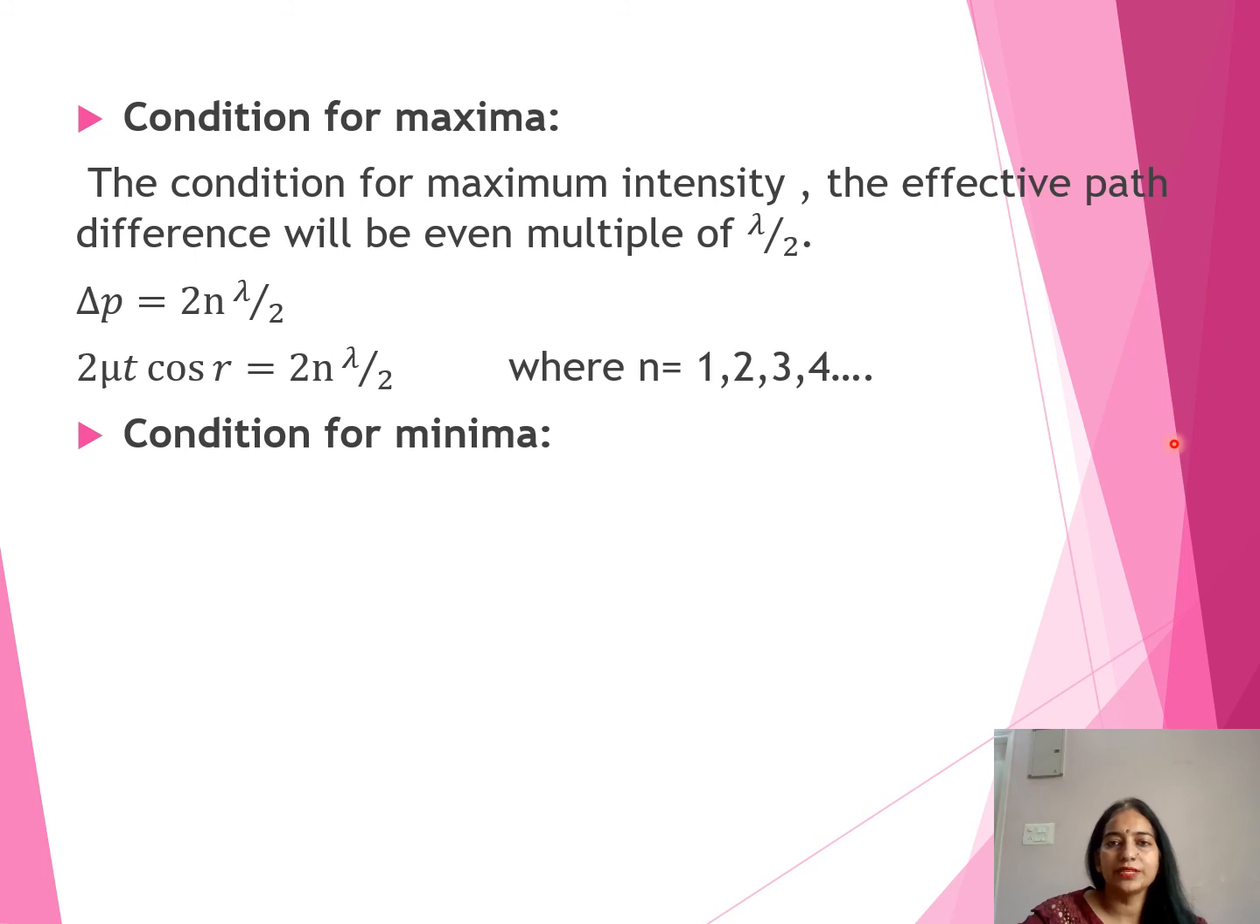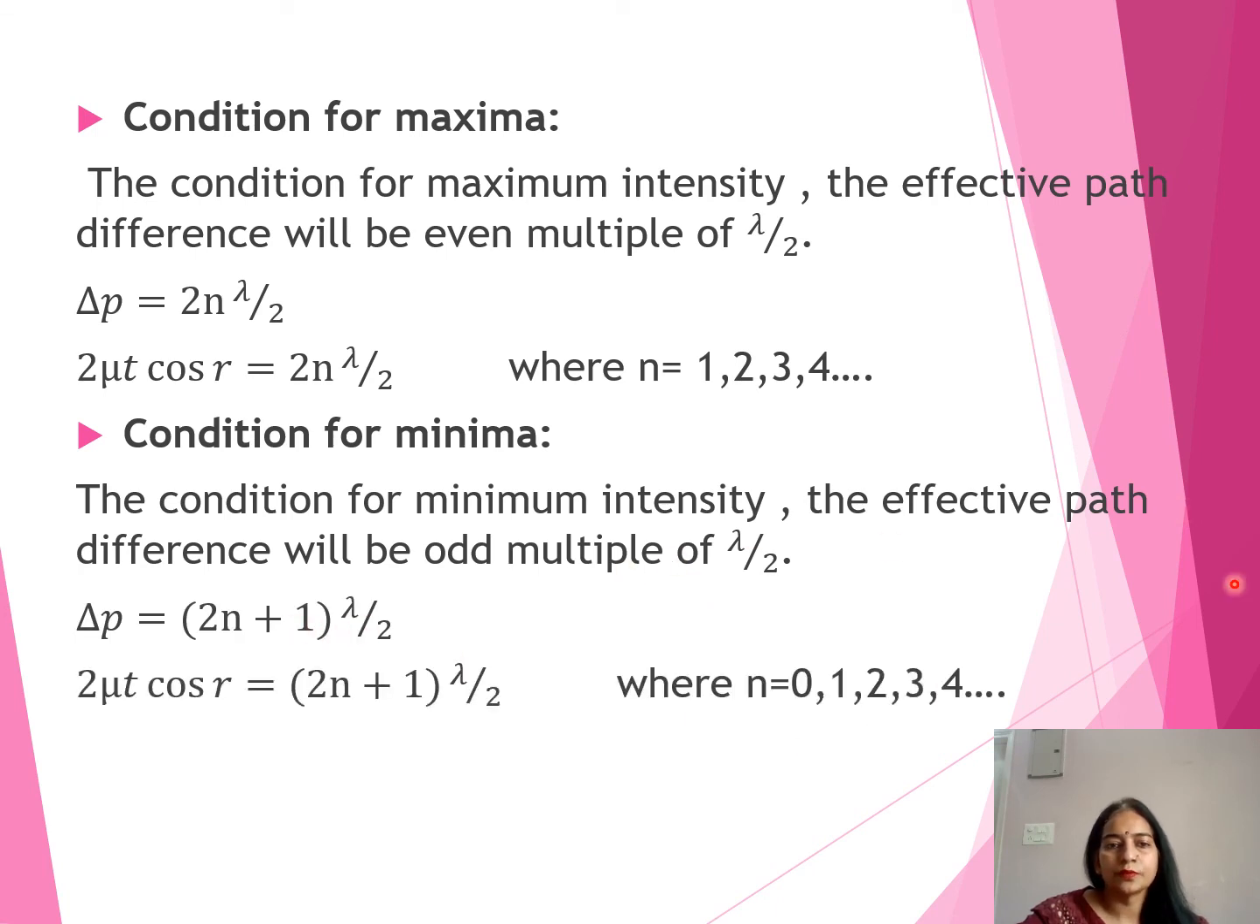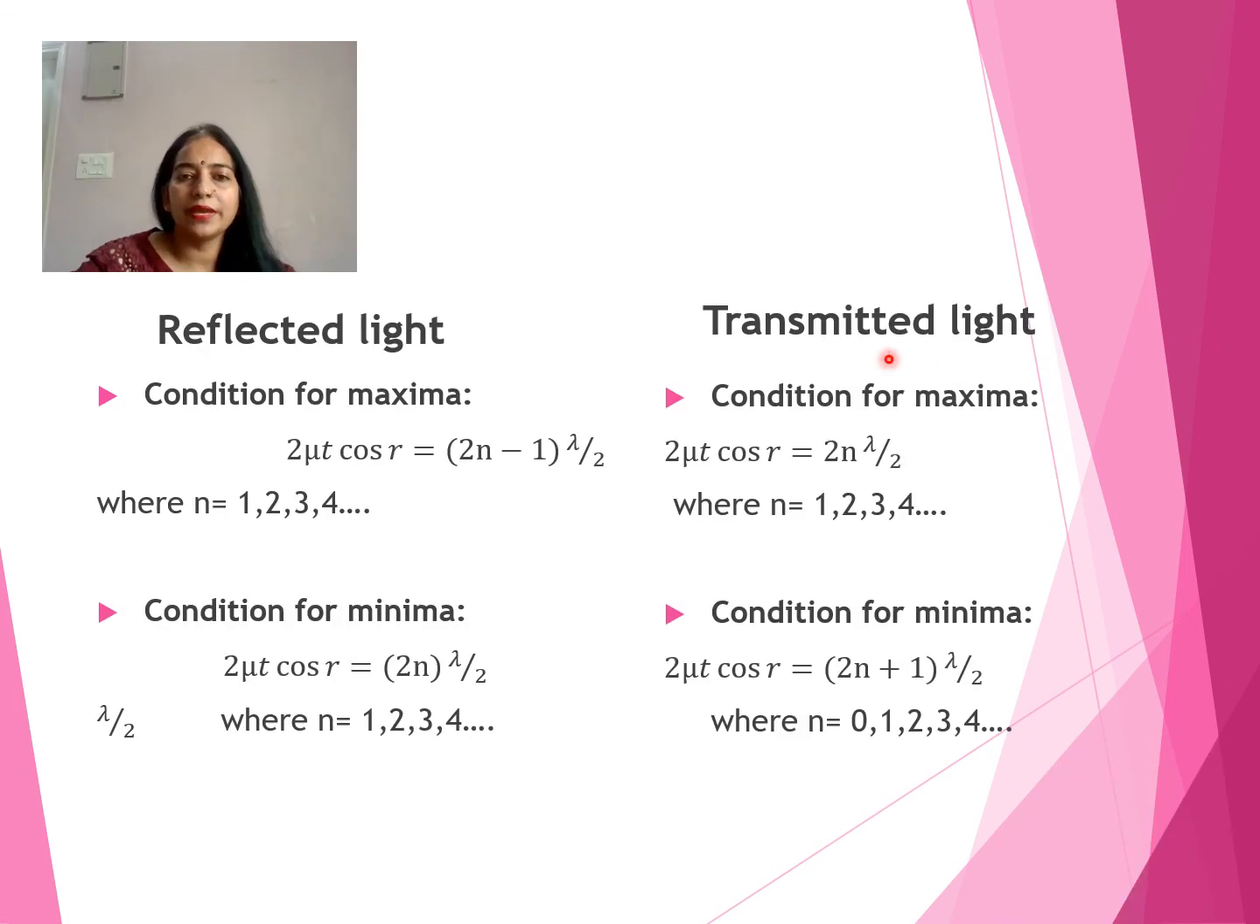Condition for minimum intensity: the effective path difference should be an odd multiple of lambda by 2. So delta P equal to (2n plus 1) lambda by 2, or 2 mu T cos R equal to (2n plus 1) lambda by 2, where n equal to 1, 2, 3. So now comparing the condition for interference due to reflected light and due to transmitted light.